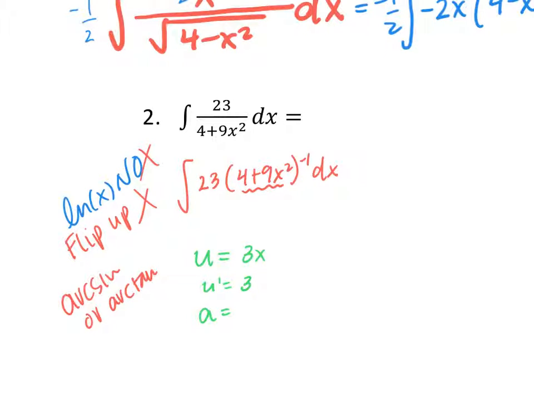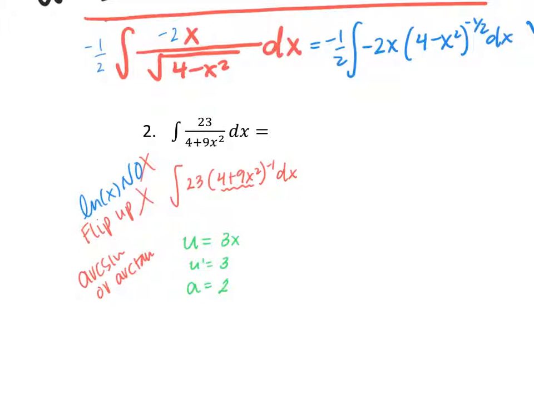And what's a? 2. Again, it's super easy to pull out the 4 and say a is 4. For some reason, we're usually okay with u squared, with the variables squared and all that, but the constant a, remember that's also being squared, so it's the square root of 4, so it's 2.